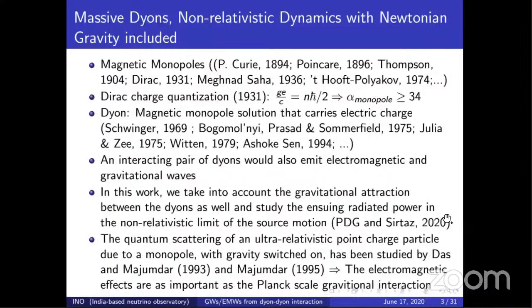And now here, what we would like to ask is that, if you have a pair of massive dyons, when they interact, they would certainly emit electromagnetic waves as well as gravitational radiation. This is the work which I have been doing with Mohammad Sattaj, my PhD student, and we are in the process of writing it up. Incidentally, Partho Majumdar, along with his student, had worked on a very high energy point charged particle moving across a monopole, but they did not discuss the generation of electromagnetic waves and gravitational waves from such interaction. They essentially showed that electromagnetic effects are very important when you have such ultra-relativistic scattering of a charged particle due to a monopole. Next slide, please.